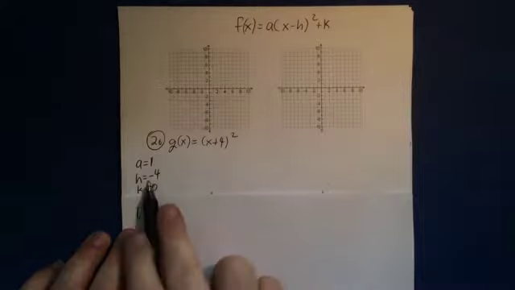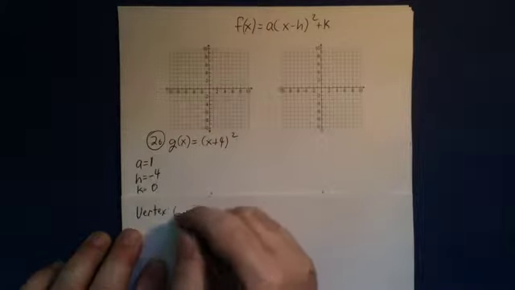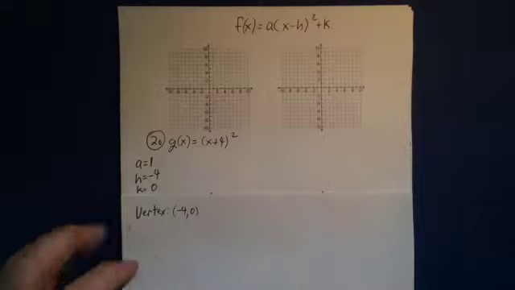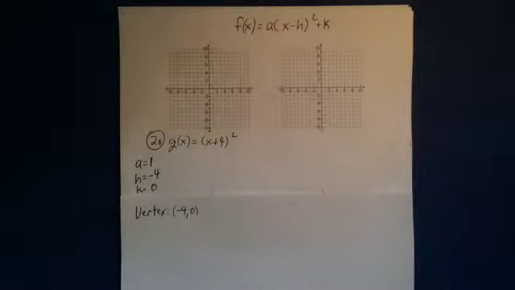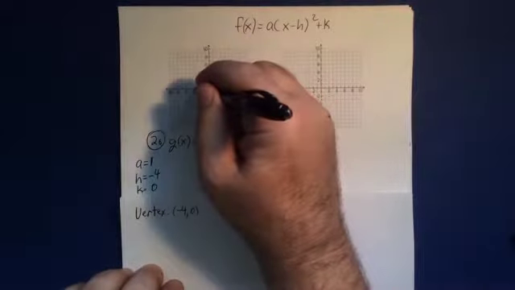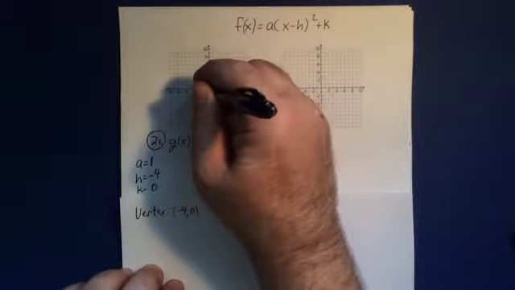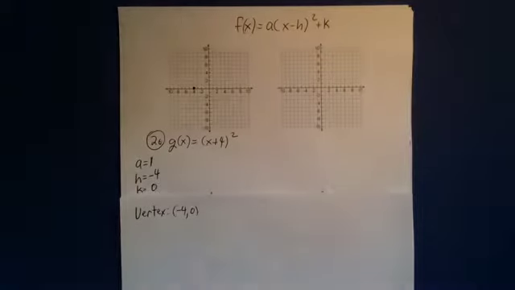And the vertex for this is going to be h and k, so it's going to be negative 4, 0. So we're going to go ahead and take that vertex now and plot it onto the graph paper above. And there's our point, negative 4, 0.